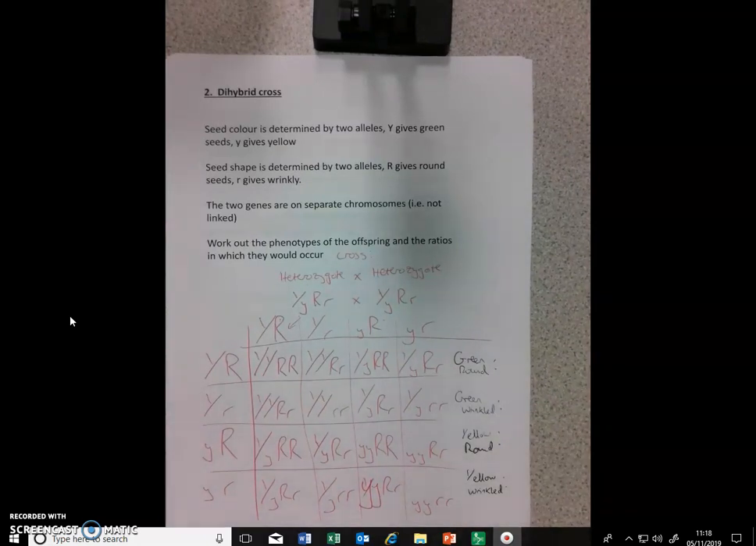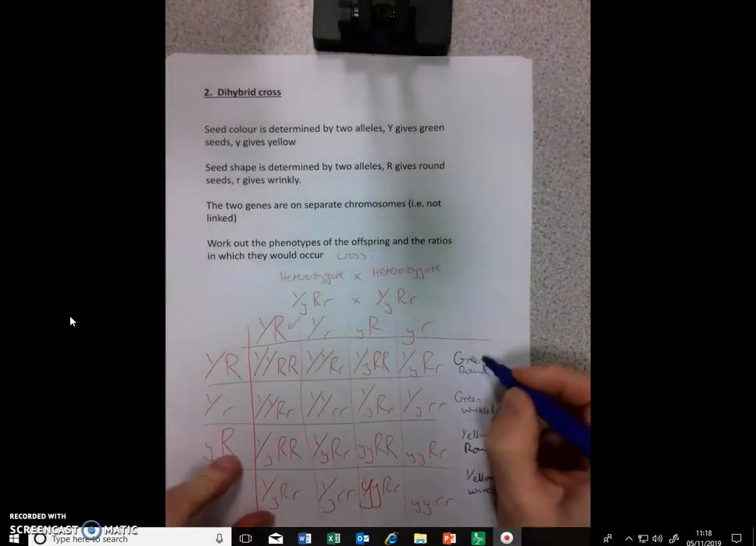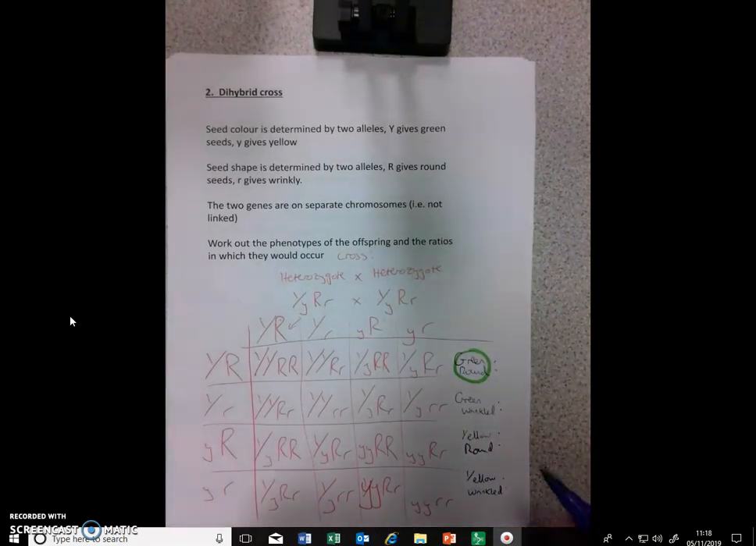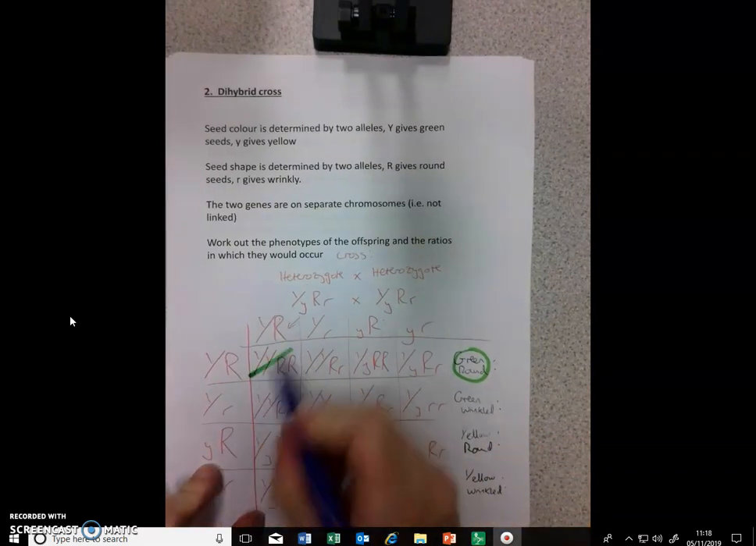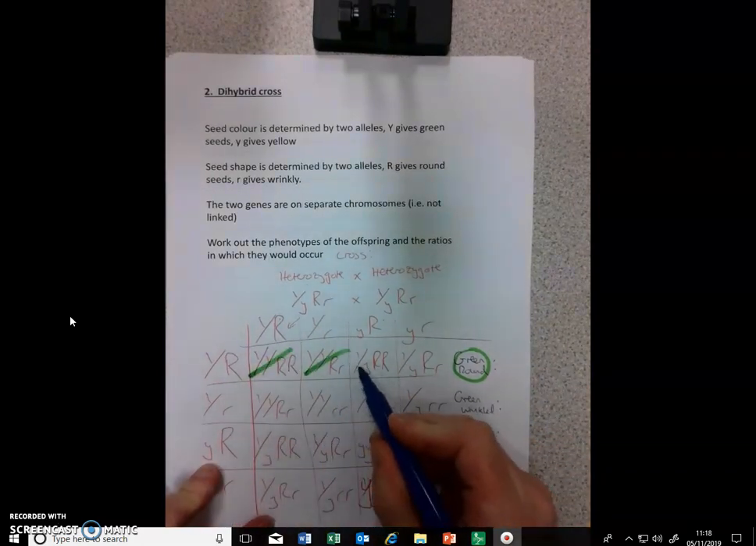Okay, it's coloured pen time. So let's do green and round first. I'm going to choose this colour here. So that's the dominant, that's both dominant traits. That one has one of the dominant alleles, so that will get it.